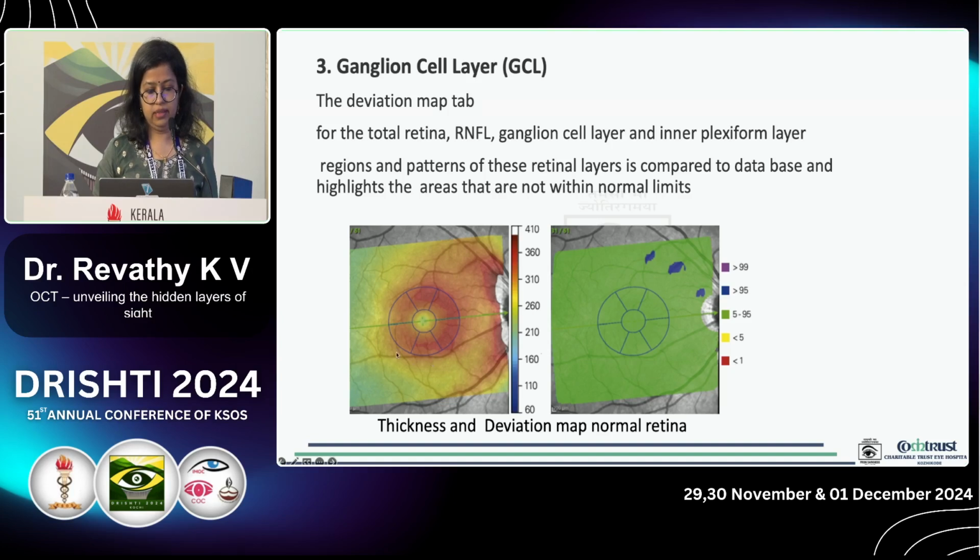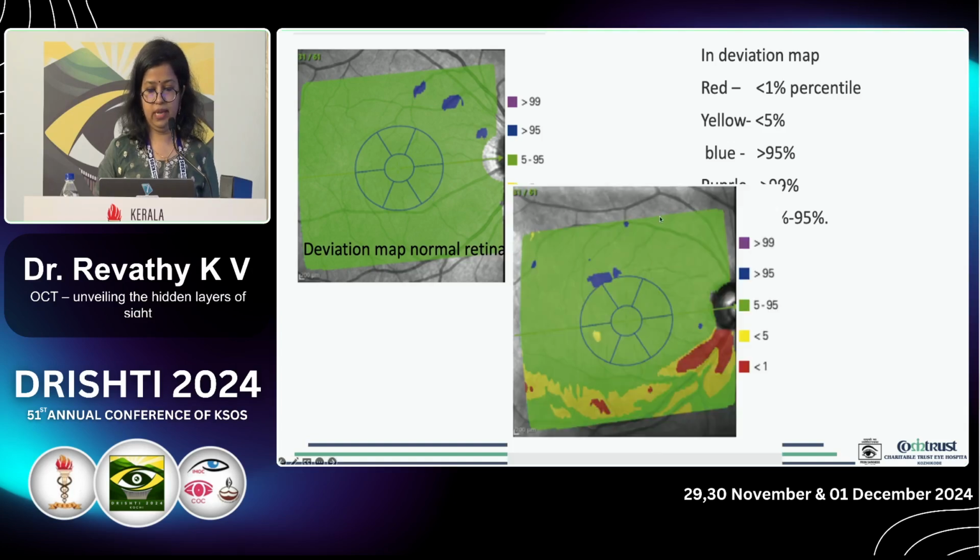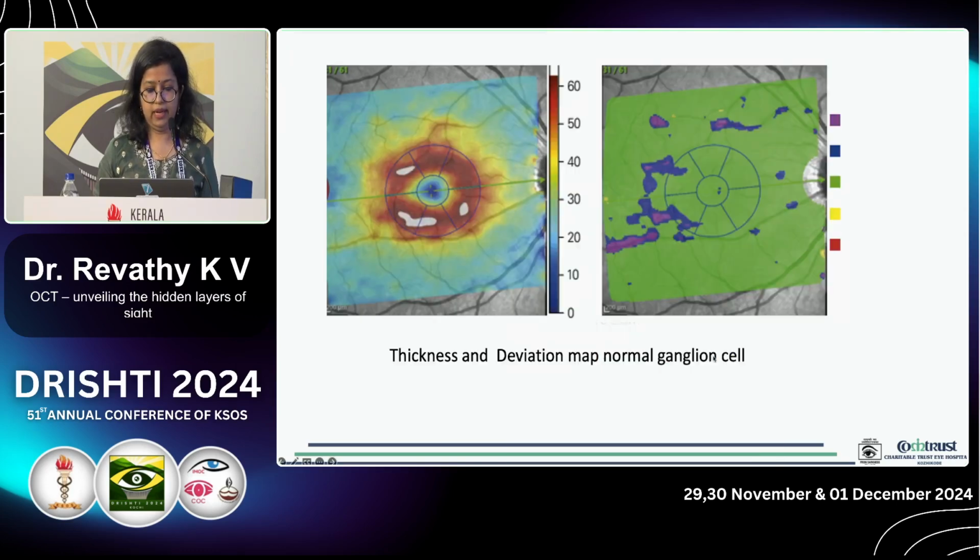For example, the thickness map will be giving a warmer color for thickness, and in the deviation map, that area will be green in color. The normal retina will be appearing green in color. When there is a variation from the database, that is deviation from the database, it will be given a warmer color. Like here you can see an inferior thinning, and it is given in a red color. This is for the ganglion cell.